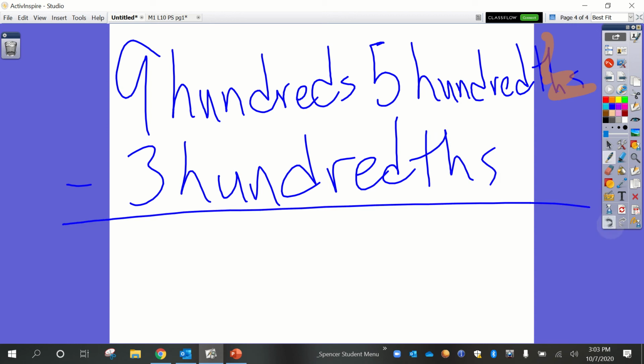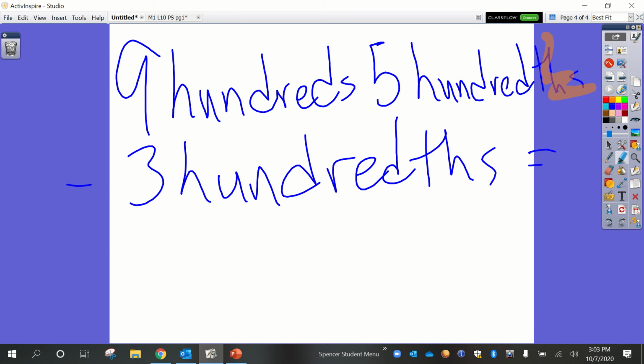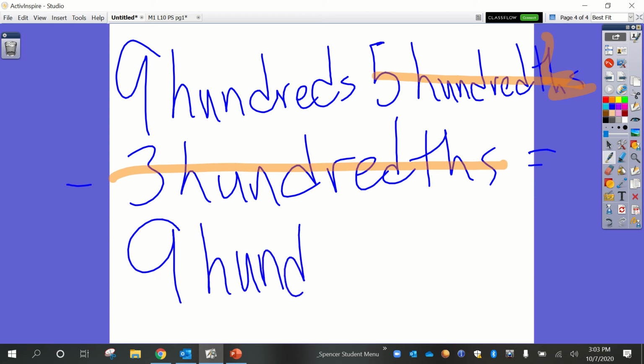What's that going to equal? Well, can I take 3 hundredths away from the hundreds? No, I'm going to have to take 3 hundredths away from the 5 hundredths. So did we take anything? Did anything happen to the 9 hundredths? Nope. So they'll stay the same.